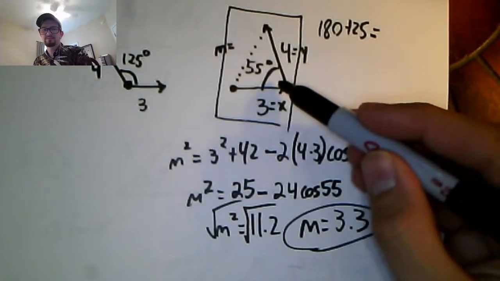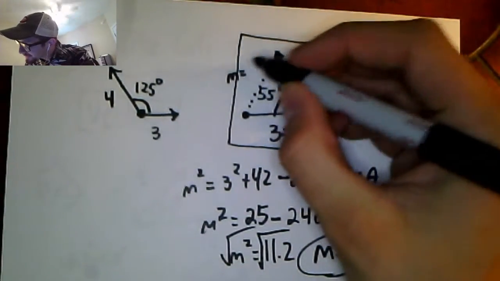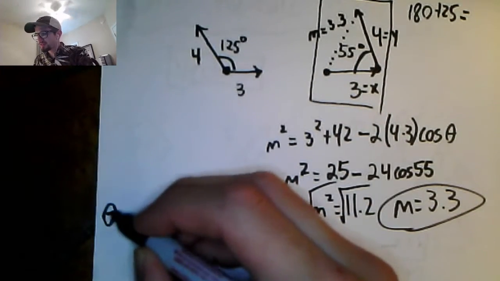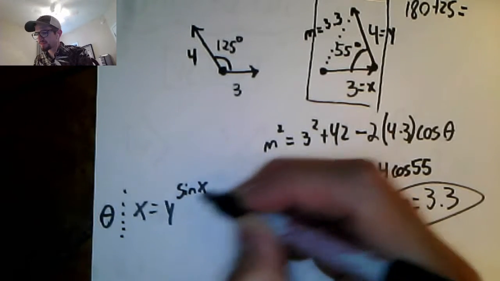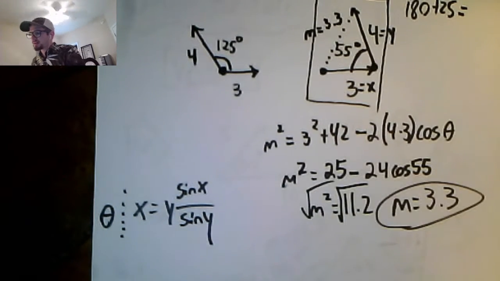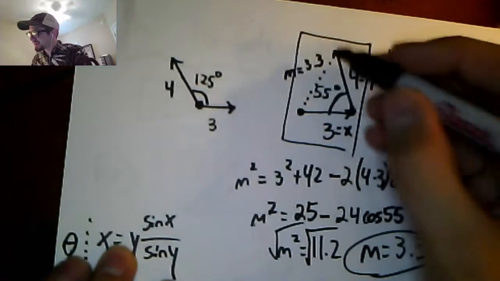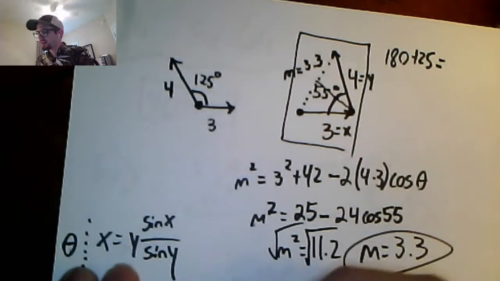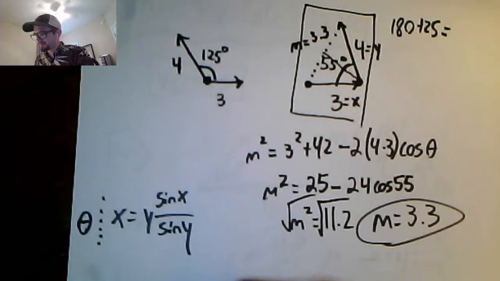So step 1, step 2. Now I'm going to use my newfound 3.3 to find the direction. So the direction is found by using x over sine of x equals y over sine of y. I'm going to once again use y for my m. So m is 3.3 and m's angle is 55, and that's because they're across from each other. So I'll say the side is 3.3 and the angle was 55.